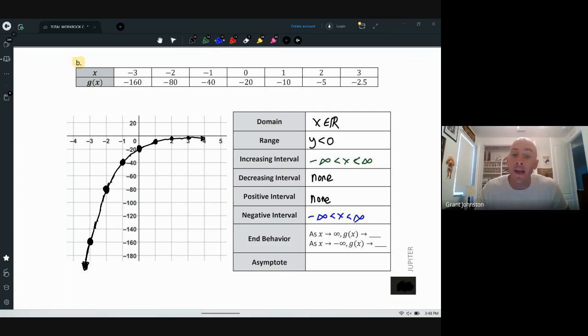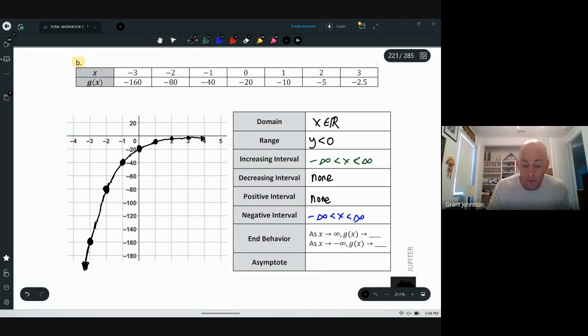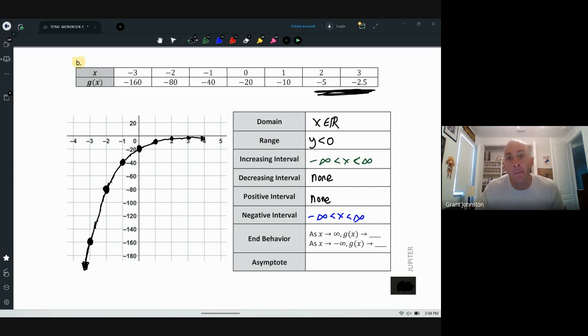In terms of its end behavior, as x goes to +infinity, as we go to the right, it looks like it's approaching 0 again. Let me just star what I'm looking at here. As x goes to +infinity, the graph gets closer and closer to 0. And you can see that with the table too. If it keeps on dividing by 2, it's just going to get closer and closer to 0. So this is approaching 0.